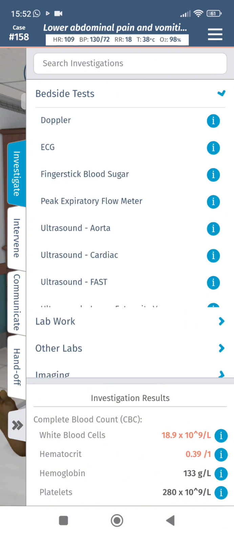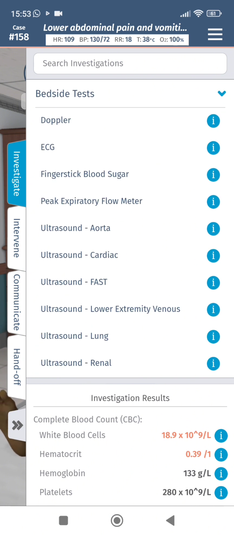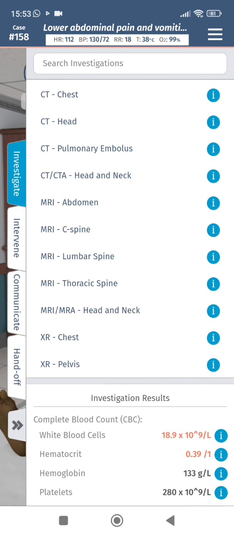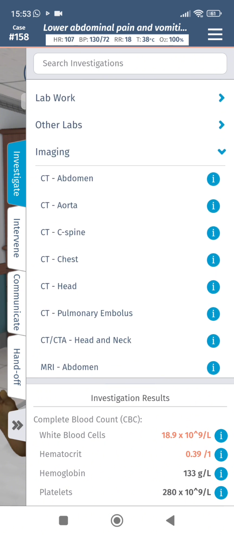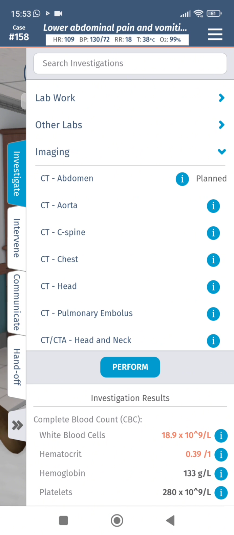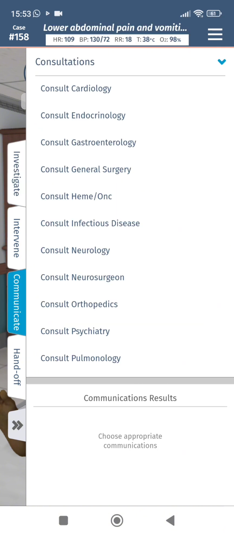Okay. Then I will go for the imaging test. I will prepare CT abdomen. CT abdomen to rule out the diverticulitis, appendicitis, which is our differential diagnosis, and also we can rule out cholecystitis, pancreatitis. Patient has no radiant factor, so it means there is no.